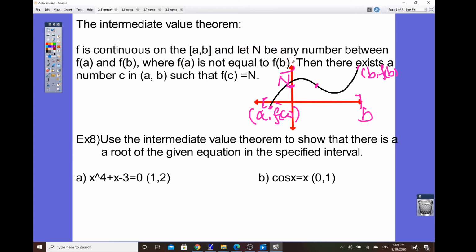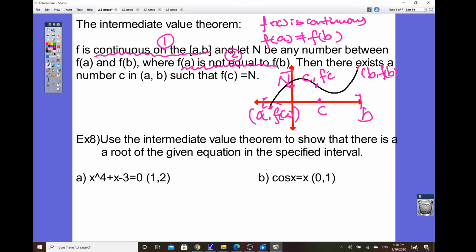Okay, so once again, the conditions we need to satisfy: the function is continuous on a, b, so that's the first condition. And the second condition is that f of a is not the same as f of b. Okay, so f of x is continuous on that interval, and then f of a is not the same as f of b. Well, what happens if they're all true, if they're all satisfied? So that means there exists a number c in between a and b. So c is right between a and b here, such that f of c equals n. So f of c here equals n.